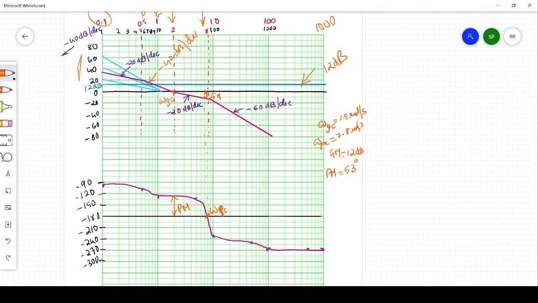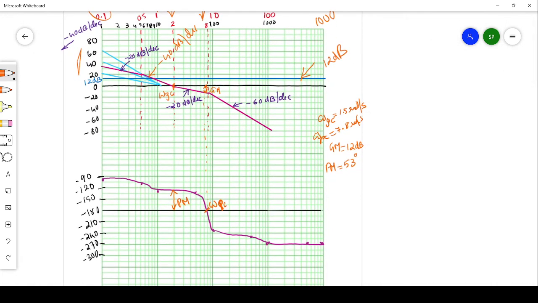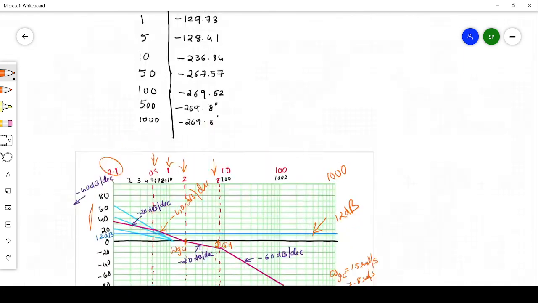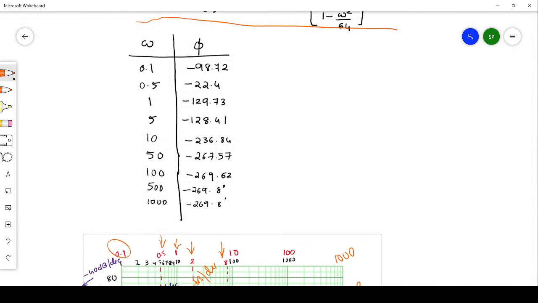Phase angle plot is easy. What we have to do is we just mark the angles. I'm just marking this reference line as minus 180. And I'm starting minus 90, minus 120, because you see the table here. You can see the phase angle is starting from minus 98.72 and it is going up to minus 269.